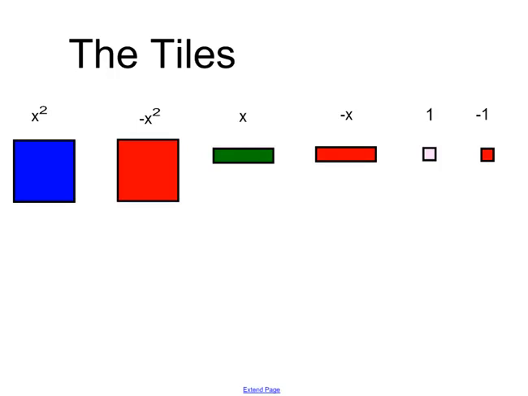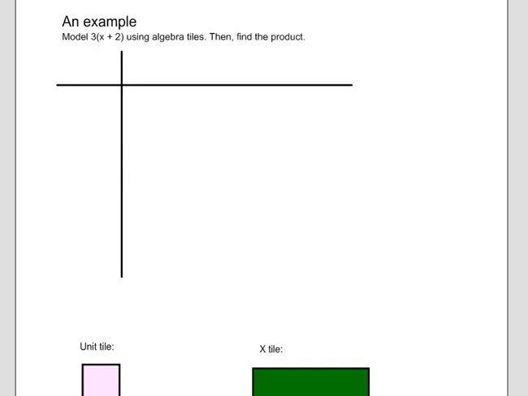You're going to use these tiles to help you investigate what the distributive property is and what it might mean for algebra questions. This is an example of what you see in your worksheet. It asks you to model something. We'll go through one together, and then you can do it on your own with the examples provided in your binder. So you need to model 3 times x plus 2.